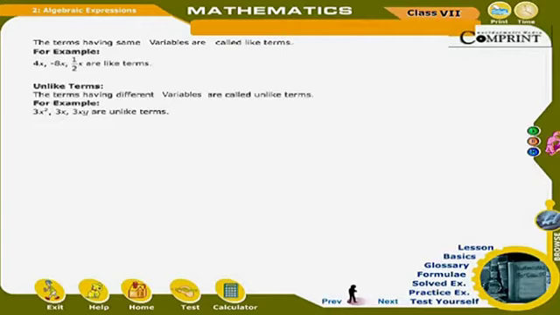The terms having same variable are called like terms. For example, 4x, minus 8x, 1 upon 2x are like terms. Unlike terms. The terms having different variables are called unlike terms. For example, 3x square, 3x, 3xy are unlike terms.